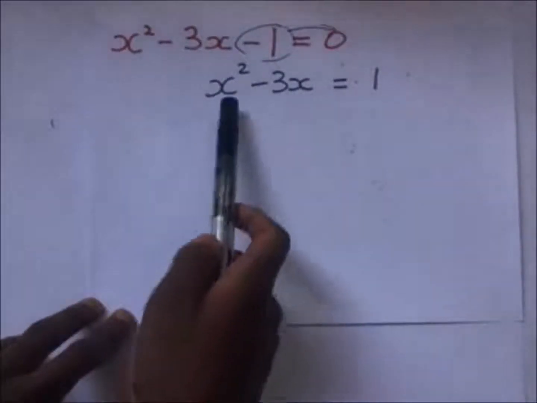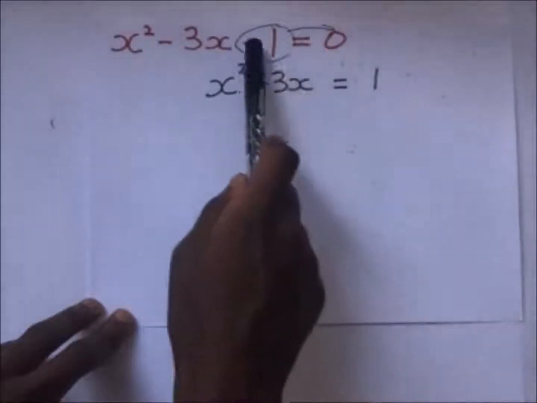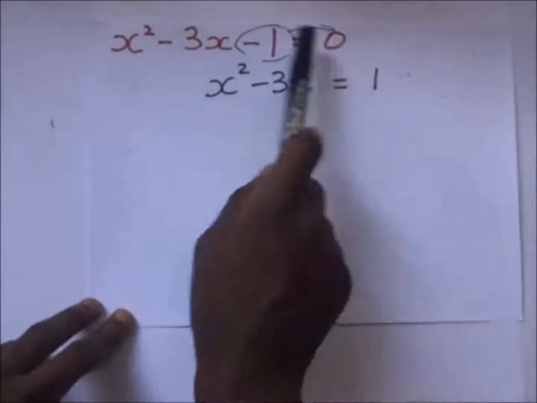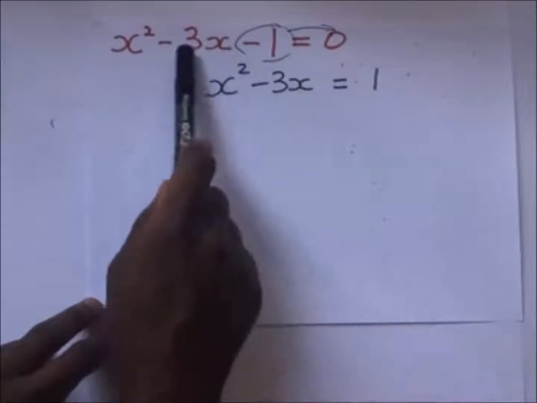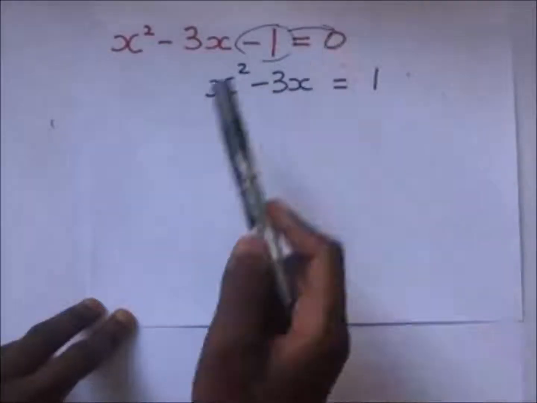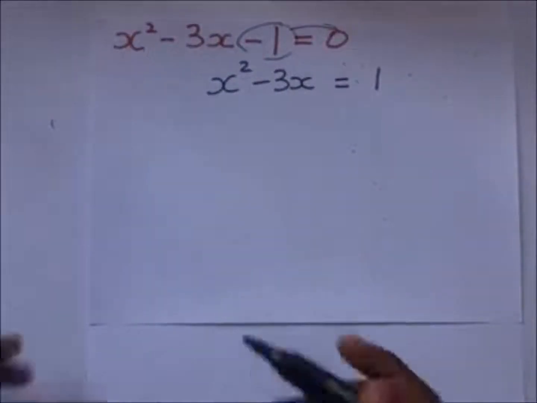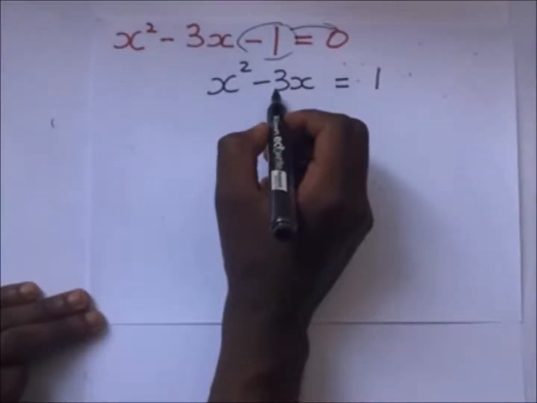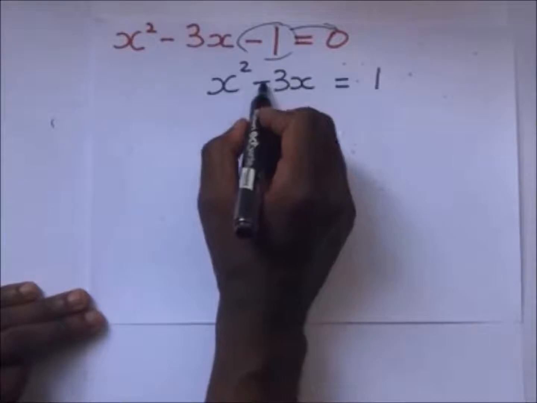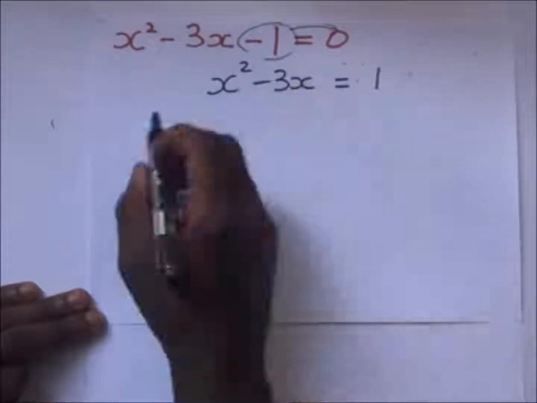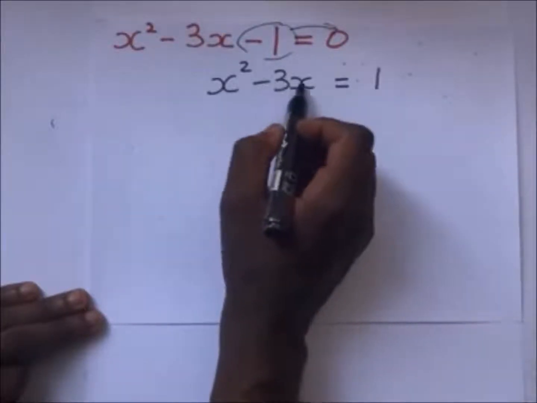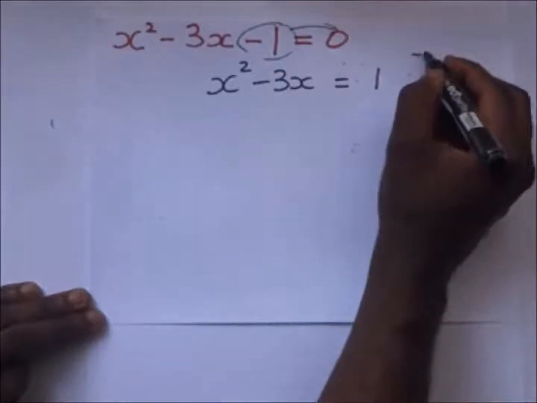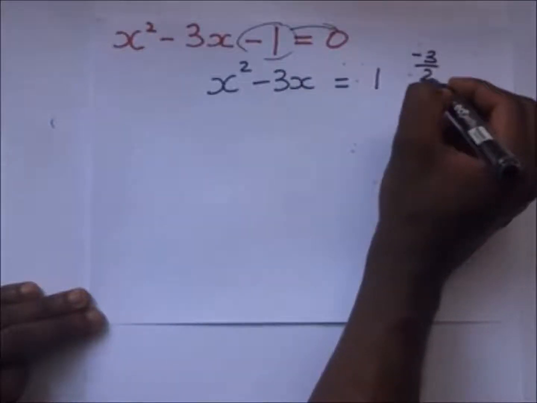Completing squares here means that you're supposed to first put it in this form. It means negative 1 crosses this equal sign to come this way. That's how we end up with x squared minus 3x is equal to 1. From this level, we see the coefficient of x, which is negative 3. We divide it by 2.